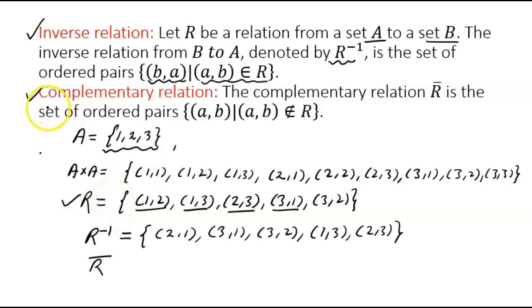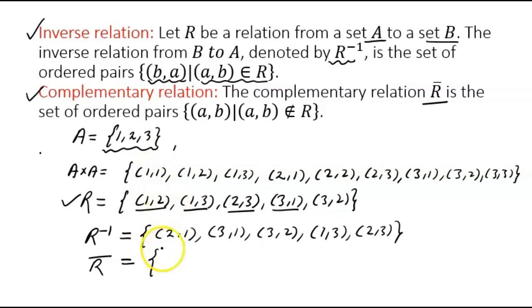Now the next term is the complementary relation. The complementary relation, which I represent by R bar, is the set of ordered pairs A comma B such that A comma B is not in R. Now to find this, let us take the same example. Here we have to write all those ordered pairs in the complement of R which are not present in R. So here 1 comma 2 is present in R. Let me write it from here.